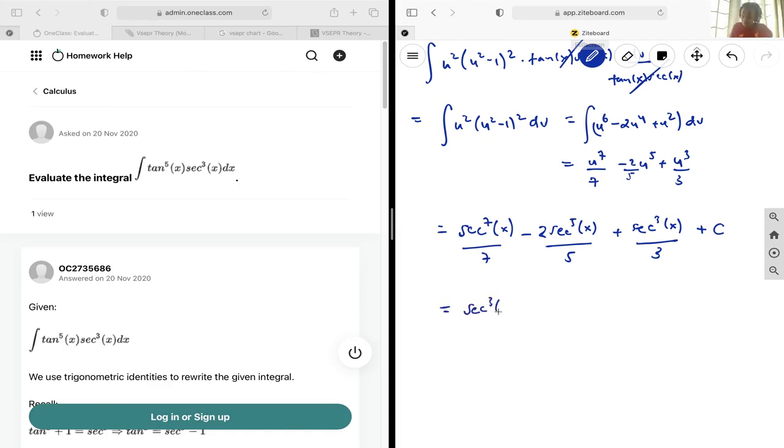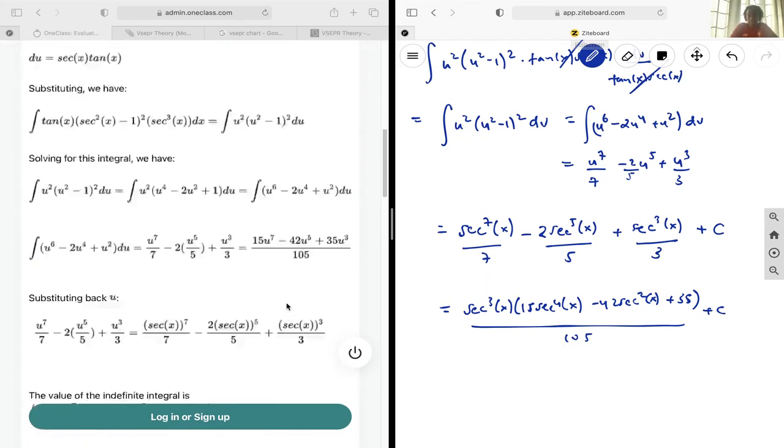And so that will become secant cubed x into 15 secant to the power of 4x minus 42 secant squared x plus 35, that is all over 105 plus c. You can leave the final answer like this, or you can take into account the fact that secant x is equal to 1 over cos x, so write this in terms of cos x instead. And that's going to be everything.